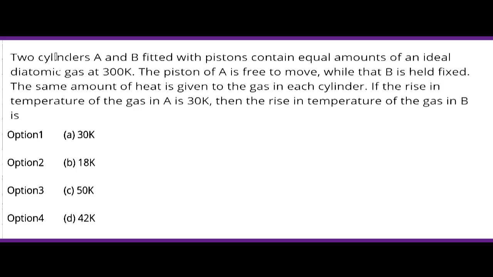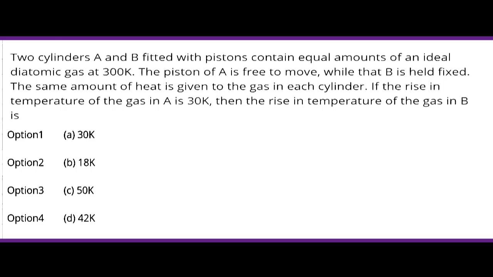Hello everyone, so our question is, two cylinders A and B fitted with piston with equal amount of an ideal diatomic gas at 300 Kelvin. The piston A is free to move while that B is held fixed. The same amount of heat is given to the gas in each cylinder. If the rise in the temperature of the gas in A is 30 Kelvin, then the rise in the temperature of the gas in B is.